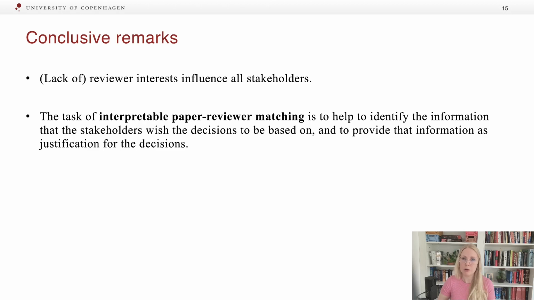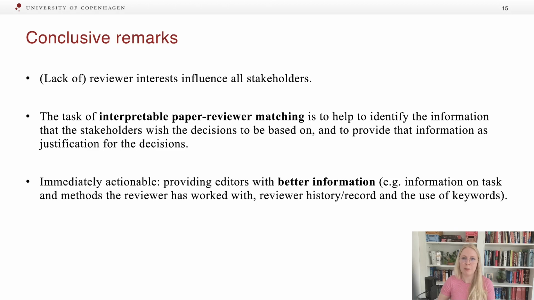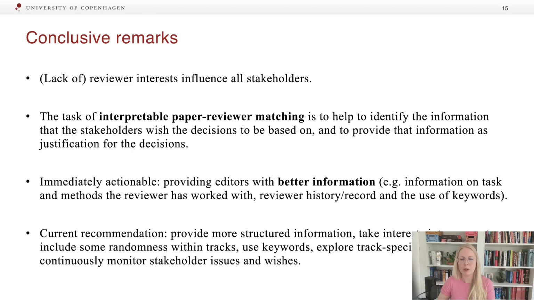On a positive note, providing editors with better information is immediately actionable, and based on our survey results, we can recommend providing more of such structured information and to take reviewer interest into account, but include some randomness within tracks, to introduce the usage of keywords, to further explore whether some tracks may need specific approaches, and lastly, we recommend to continuously monitor stakeholder issues and wishes.